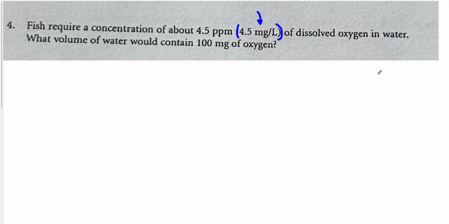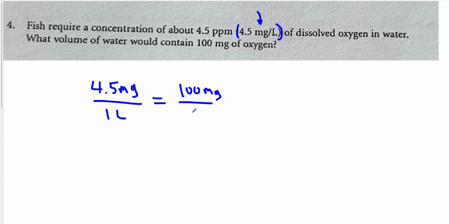So I'll show you what I'm thinking. Because they gave us 4.5 milligrams per liter, that's the same thing as 4.5 milligrams per 1 liter, right? And this was like the first question that we did. Now they're asking for what volume of water would contain 100 milligrams of oxygen. So now we have 100 milligrams on top, and our unknown value is here.